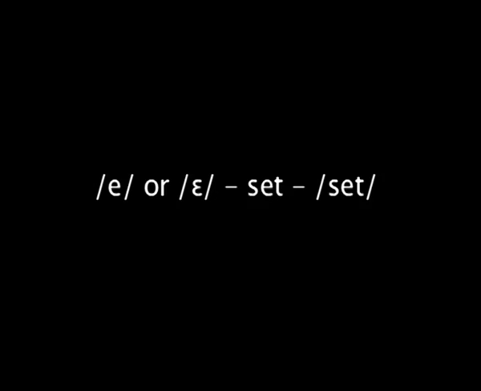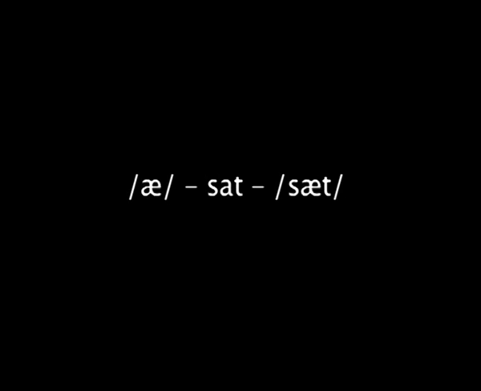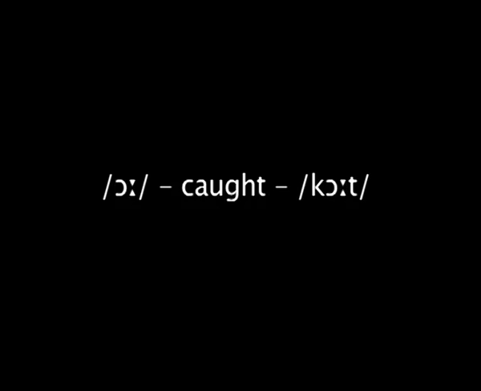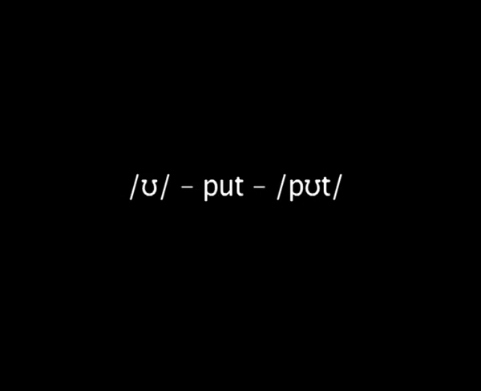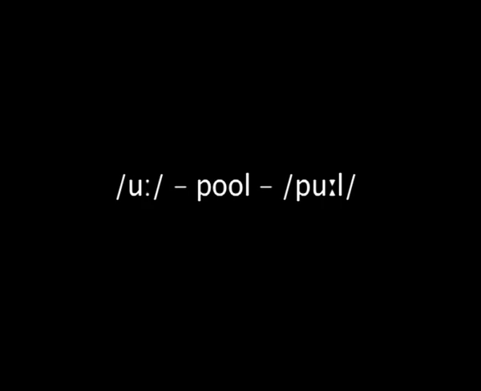So far, we have looked at the consonantal sounds in English. Now, let us look at the vowel sounds and the symbols that denote those sounds. First, we have long e as in feel, short i as in fill, e as in set, a as in sat, a as in card, o as in pot, long o as in caught, short u as in put, long u as in pool.